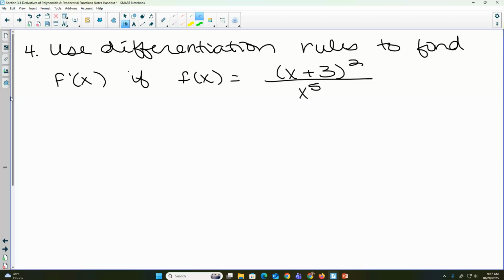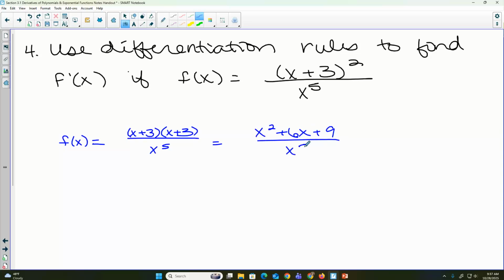And then one problem, if I ask you to use the differentiation rules, that means not the whole definition, the shortcut rules, to find this derivative. If I want to use my shortcut rules, this has to be written as just x to a power. So what would we have to do first? FOIL. This means x plus 3 times x plus 3. So anytime you have things multiplied, you have to go ahead and multiply them out. Then what would you do?